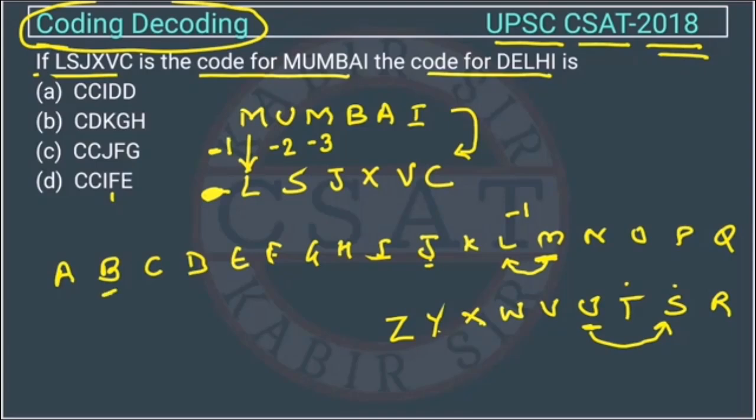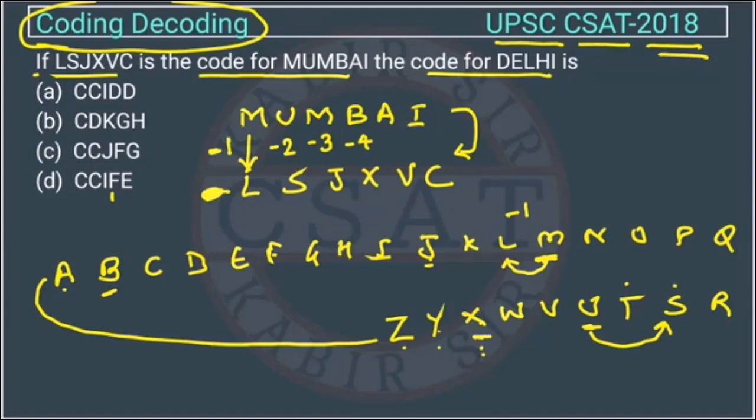Now B is converted into X. B is here and X is here, so this is first, second, third, fourth position, and backward, so this is -4. We consider it as cyclic, so before A it will be Z. Don't get confused about how we are coming here; we assume this as cyclic, so before A it will be Z.